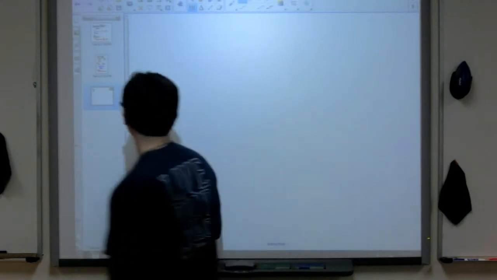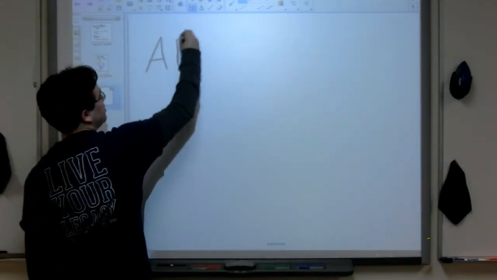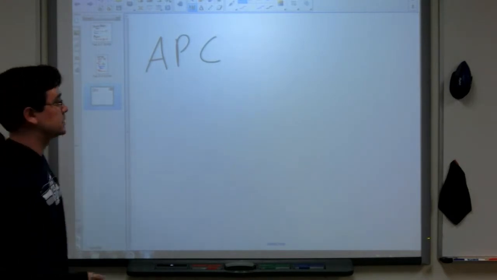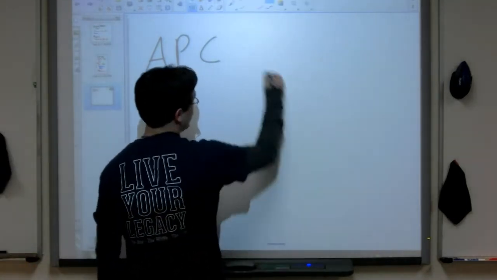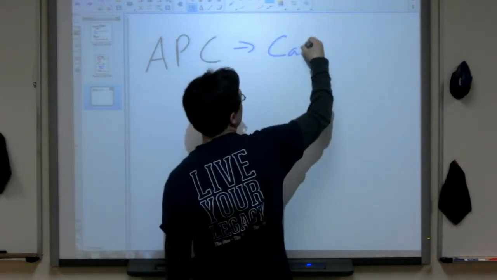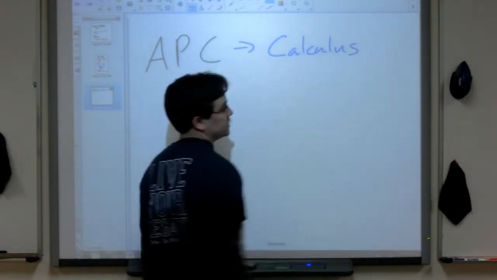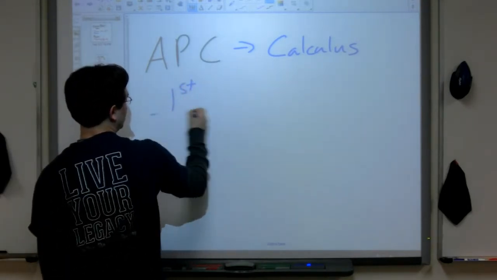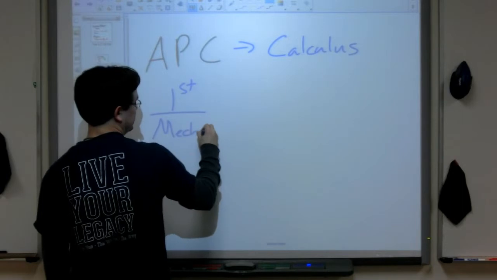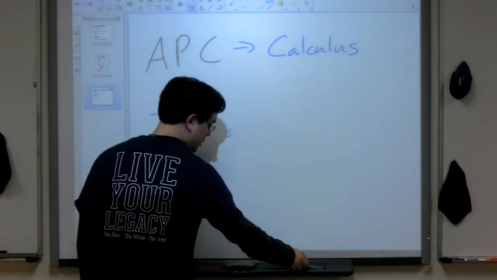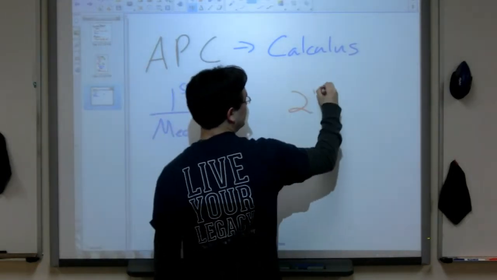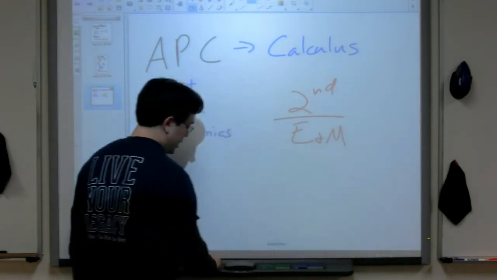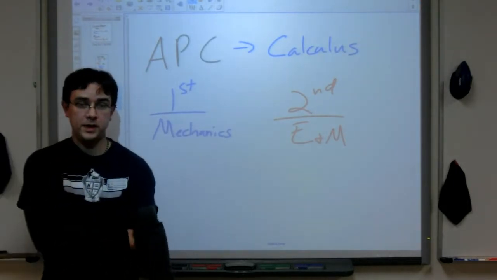Now, for the final one that we're going to talk about, we're going to talk about APC, which is Advanced Placement C for physics. In this case, I'll go ahead and let you know some of the requirements here. This is a calculus-based physics class. It actually comes in two parts. The first semester is what we call mechanics. The second semester is electricity and magnetism.